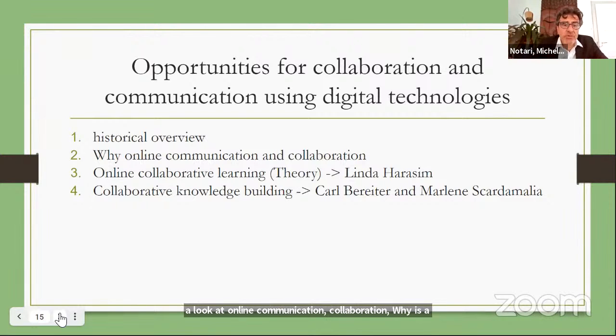Then we have a look at two theories, which are actually a bit one coming from the other, but I will talk about it later. We will mention Linda Harasim and Carl Bereiter and Marlene Scardamalia. These three researchers actually all come from the same university, or they were working for a certain period of time in Canada together. Of course, there are many other theories, and I will just focus on these two, basing or related to this topic of collaboration.